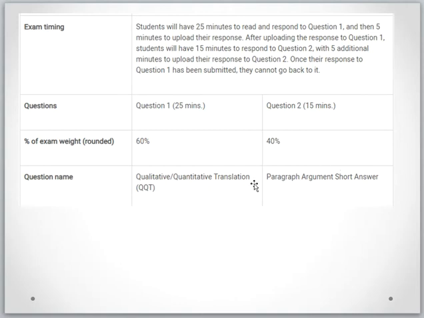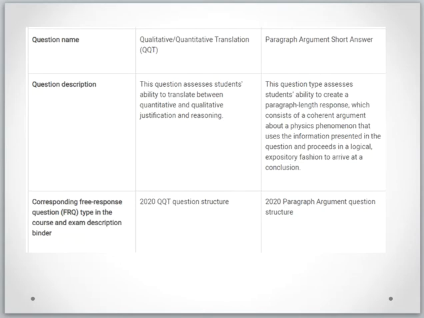Your second question is a paragraph argument short answer. Now, I'm going to admit that we have not done paragraph argument short answer questions in class. Most of our stuff has been QQT type questions, but we're going to practice that. We've got 3 weeks to practice it, so I'm sure we can nail that down and make sure that we understand exactly what that looks like. And I'm going to spend a lot of my effort trying to make sure that we can construct those answers exactly the way that College Board is going to look for them.